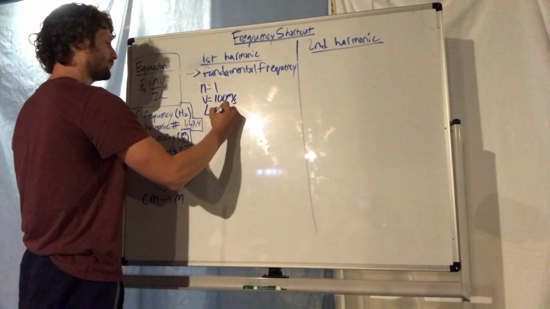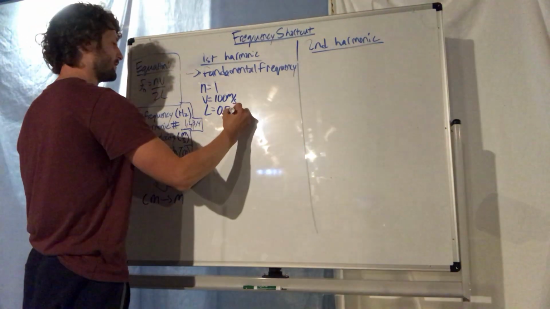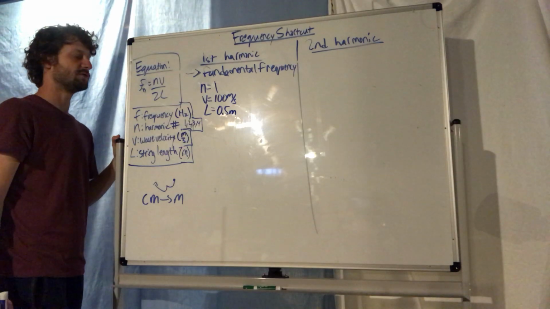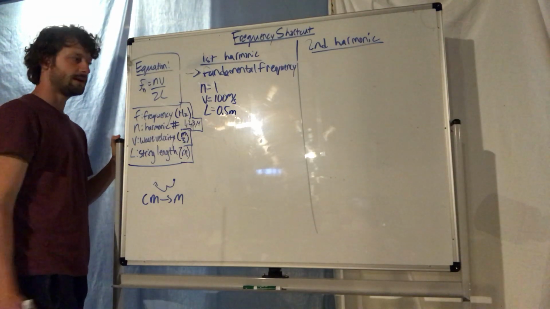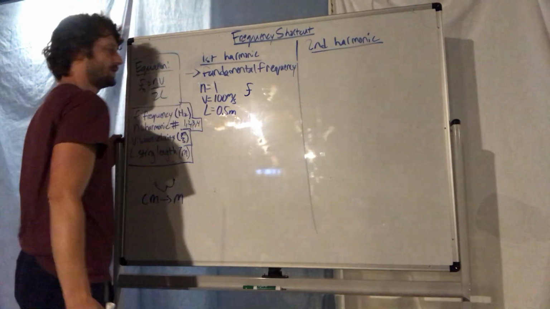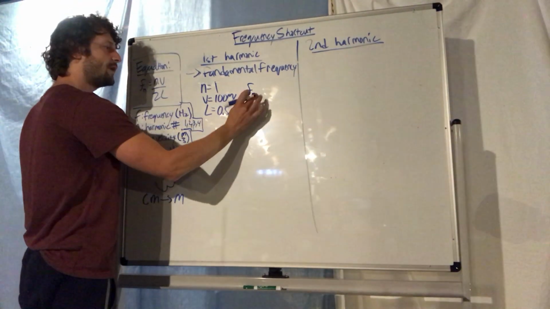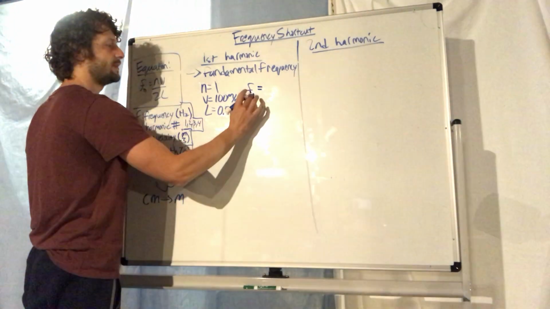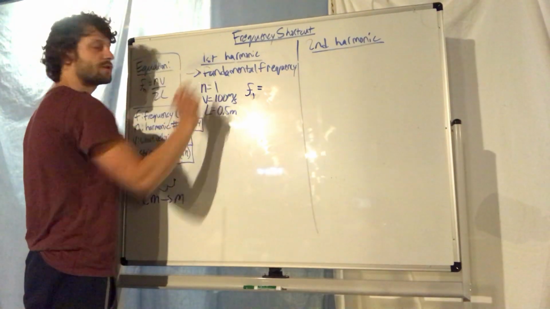The length, we're going to choose a length of a guitar string of 1/2 meter. Pretty regular length. 0.5 meters. Now let's use the equation. Let's calculate frequency. Should I write Fn here? No, I'm actually going to write F1. Why? Because I'm calculating the frequency for the first harmonic.